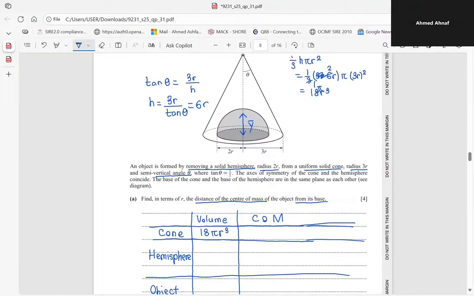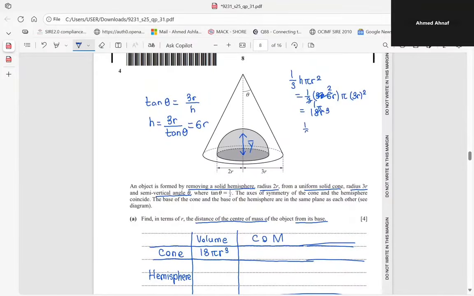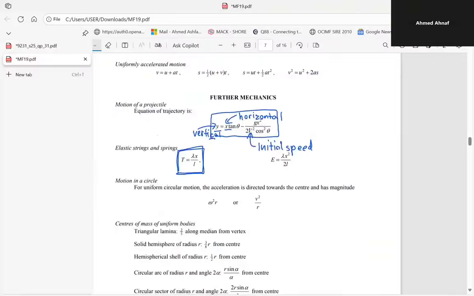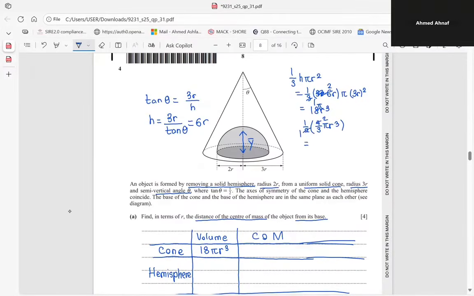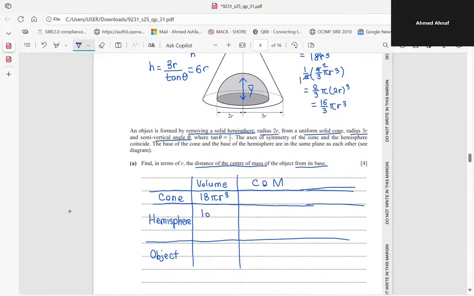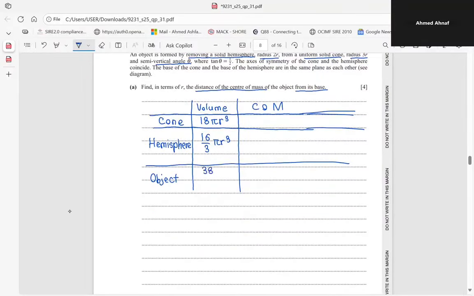Now we need to find it for the hemisphere. The hemisphere is half the volume of a sphere, which is 4/3 pi r cubed. I'm sure all these formulas are given in your MF19, so if you forget, you can always refer back to there. So this is 2/3 pi r cubed, and with radius 2r, 2/3 pi times 2r cubed is 16 over 3 pi r cubed. Then the object's volume is these volumes subtracted, so this is 38 over 3 pi r cubed.